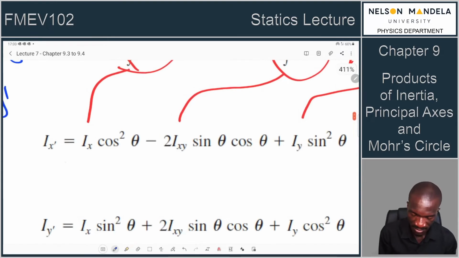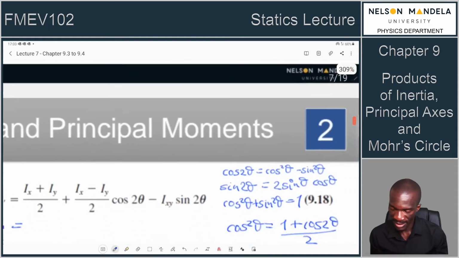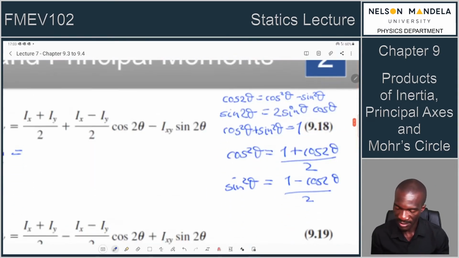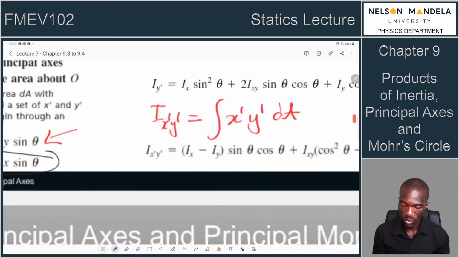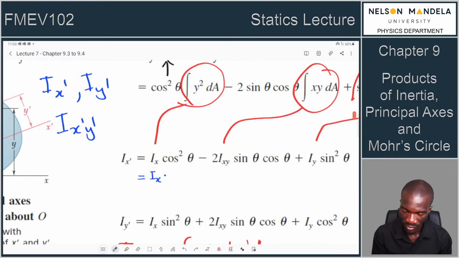So let's plug in. This is our Ix. We are multiplying this by what trig function? Cos squared theta. So cos squared theta will be half plus cos 2 theta over 2. So we'll multiply this by half, so we can actually divide by 2, and then plus Ix cos 2 theta over 2. Or maybe let me just put it here.